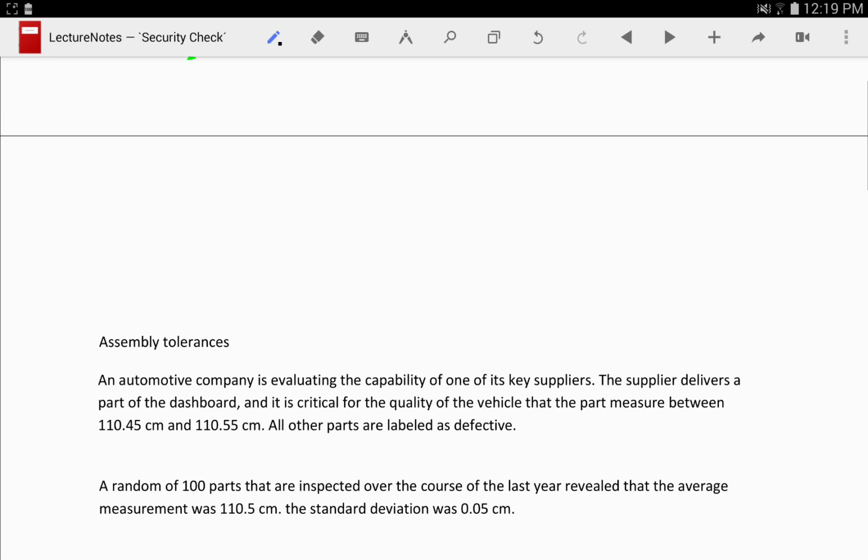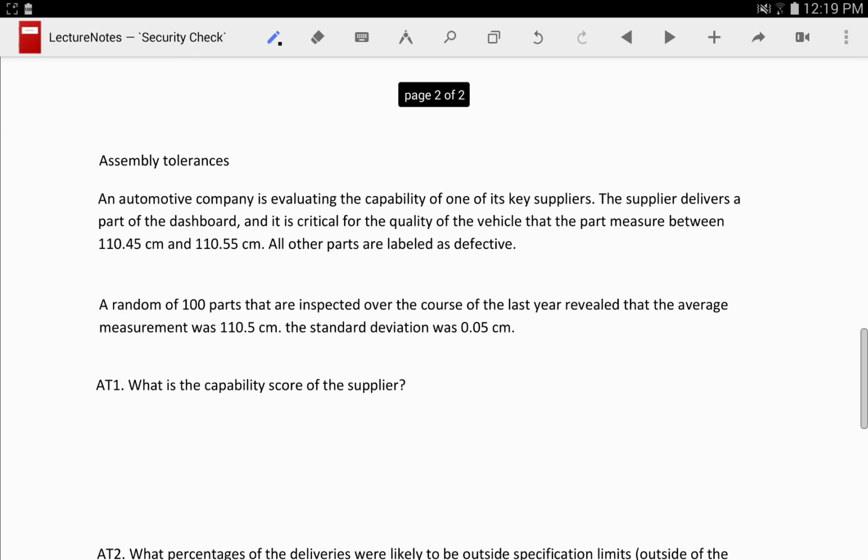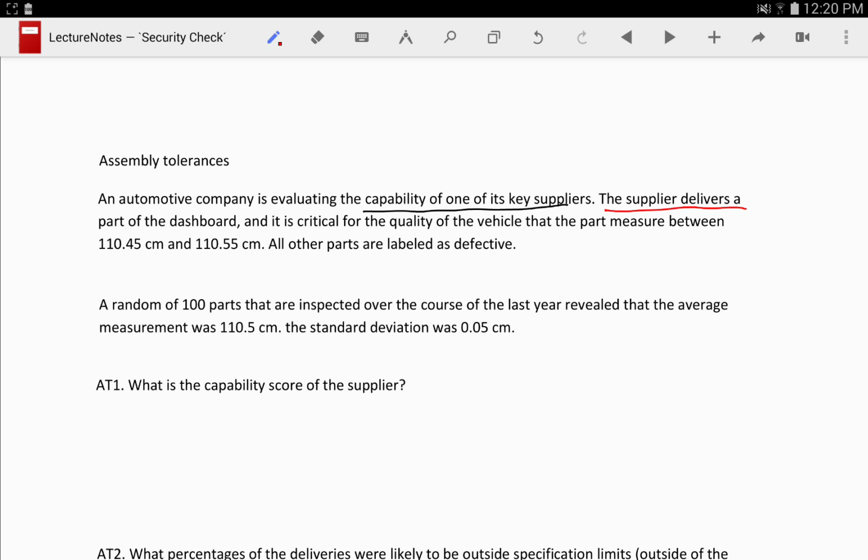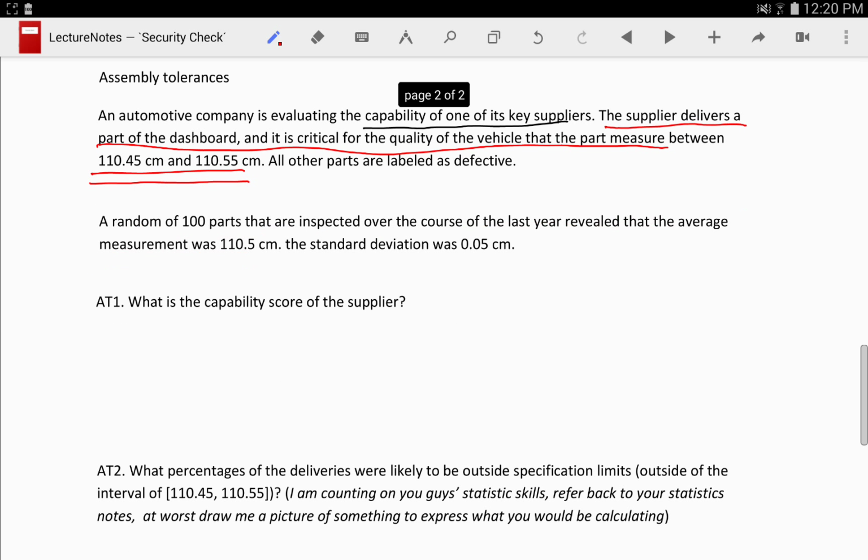Alright, the next question is, an automotive company is evaluating the capability of one of its key suppliers. The supplier delivers a part of the dashboard which is critical, and the company wants the product to be between these two dimensions. Anything outside this is labeled as defective. The question is, what is the capability score?